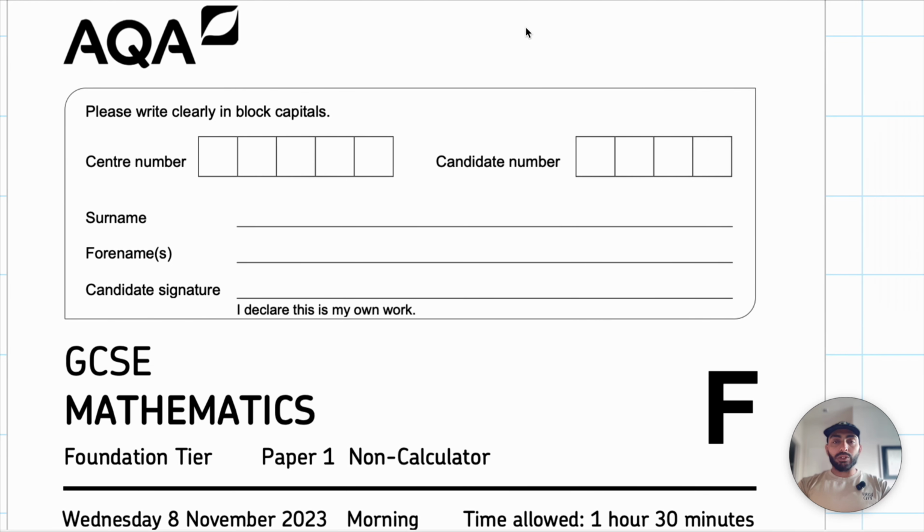It's the AQA GCSE Foundation Non-Calculator Paper 1 from November 2023. Let's get straight into it.